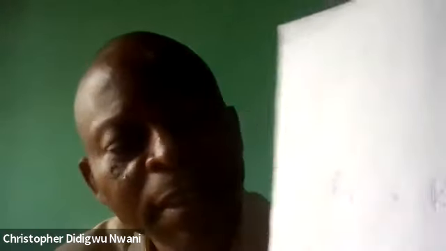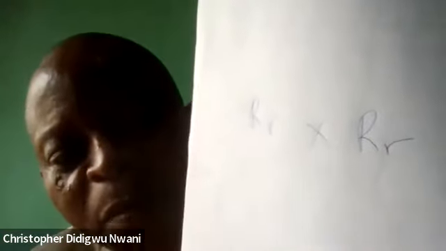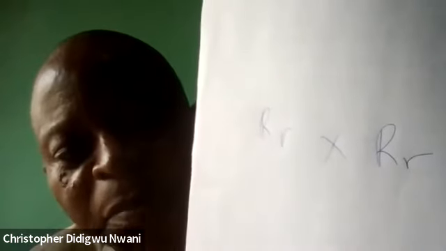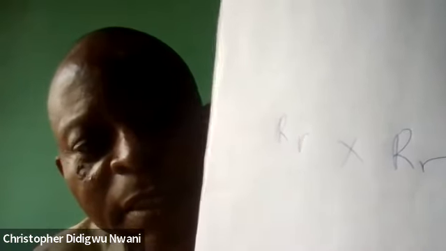Capital R, small r. Cross with capital R, small r. I will write it. Capital R, small r. Cross with capital R, small r. You can look at it. Capital R, small r. Cross with capital R, small r. Do that. Let me see whether you can get it.